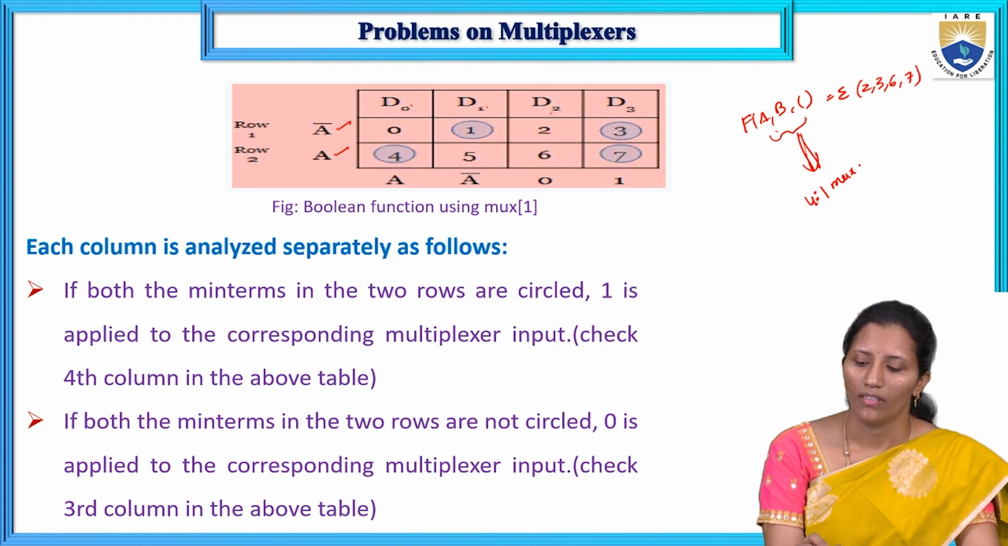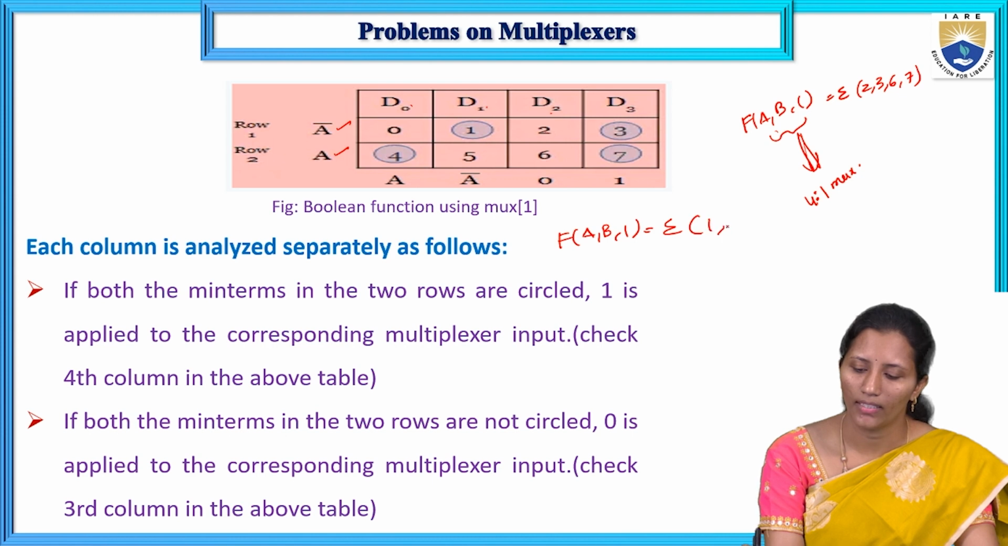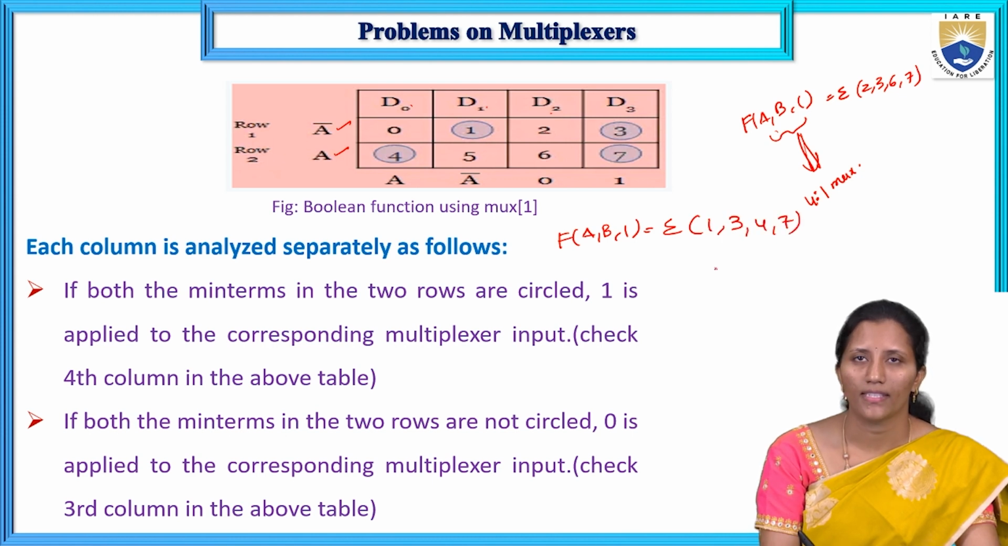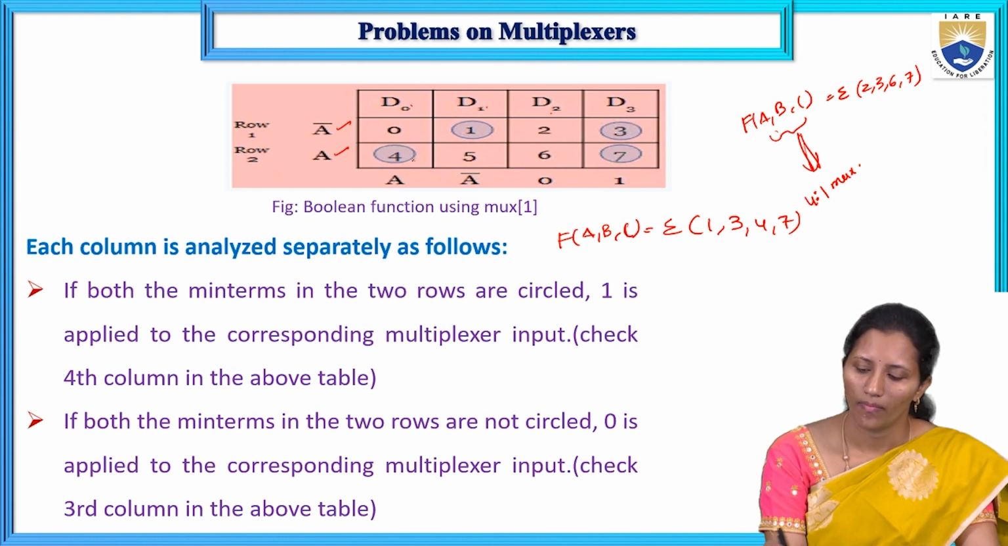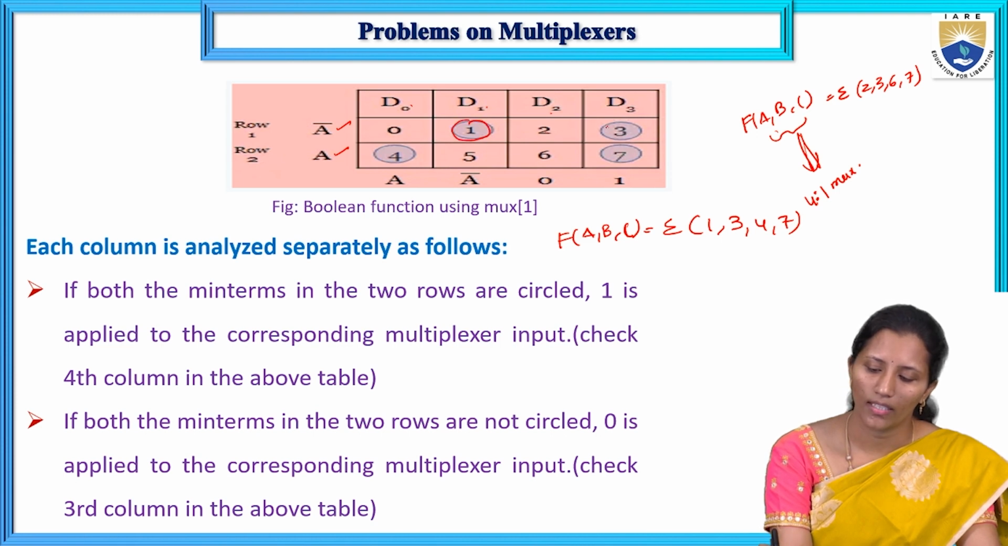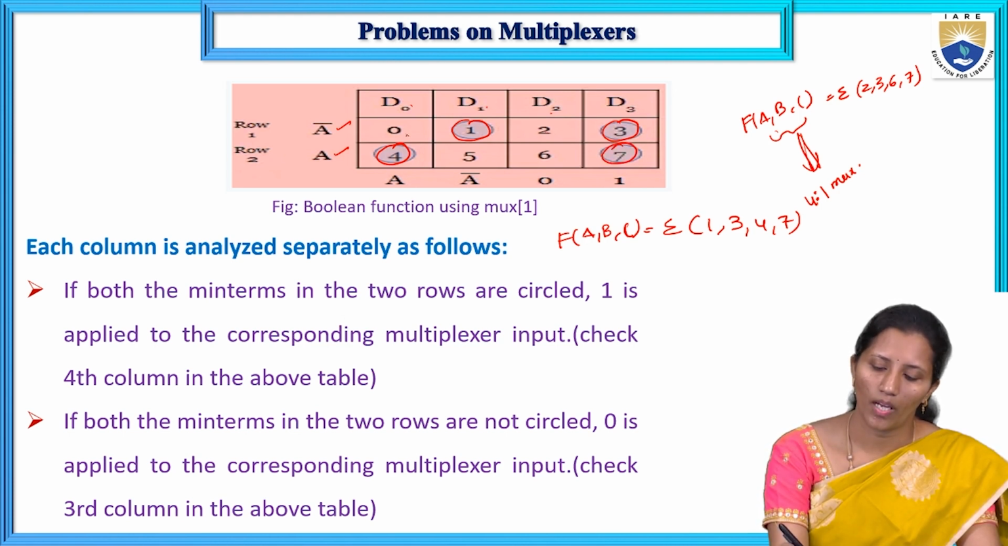Okay. So for example, here in this Boolean expression, f(a, b, c) is equal to sigma 1, 3, 4, 7. So how do we implement this? Whatever terms we have, 1, 3, 4, 7, we have to make a circle for those values. Okay. Then we have to observe the vertical lines, here D0, D1, D2 and D3.